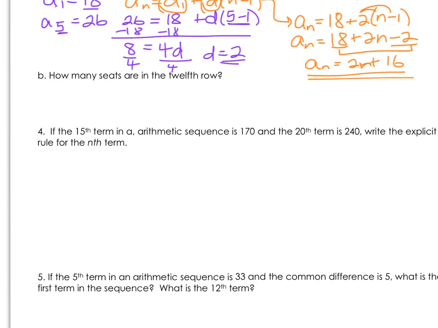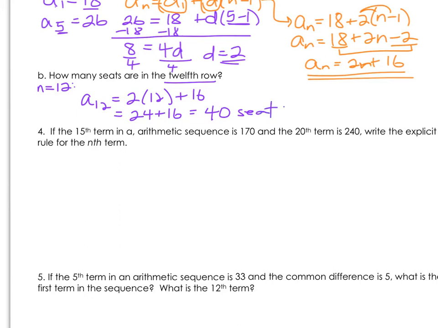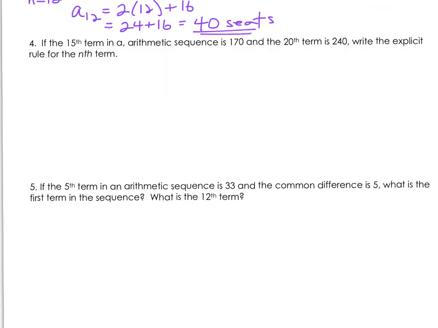So how would this be helpful? Let's answer the second question. How many seats are there in the 12th row? Well, that means n equals 12. So instead of having to count from that first row and adding 2 each time to generate the pattern, if we want to find a sub 12, we're plugging in 12 for n on the left side and the right side. 2 times 12 is 24, and 24 plus 16 is 40. There are 40 seats in row 12, based on this pattern.